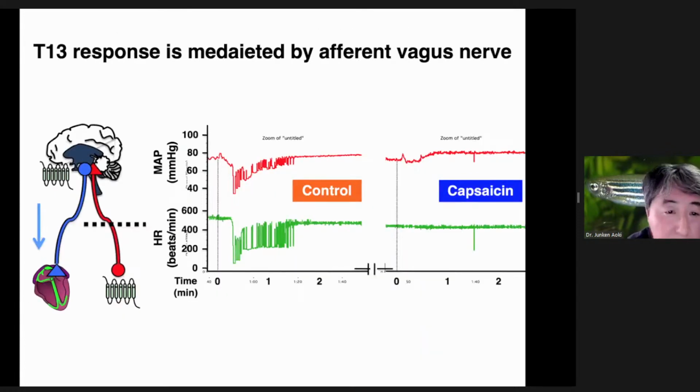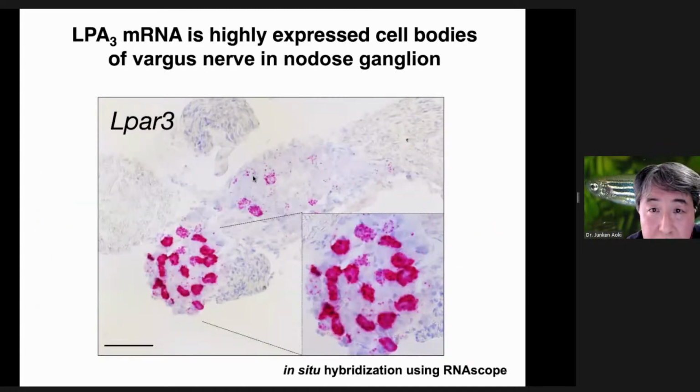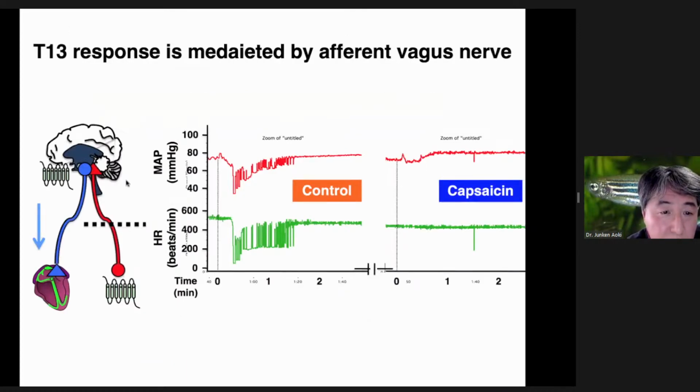In addition, the cell body of this afferent neuron is present in a ganglion near the neck in mouse and human, named the nodose ganglion. So we performed in situ hybridization analysis of LPS3 receptors in the nodose ganglion of mice. As you can see here, some nerve cell bodies are very positive for LPS3 mRNA. So this clearly shows that this afferent nerve highly expresses LPS3 receptors.